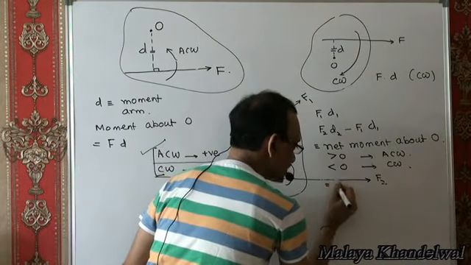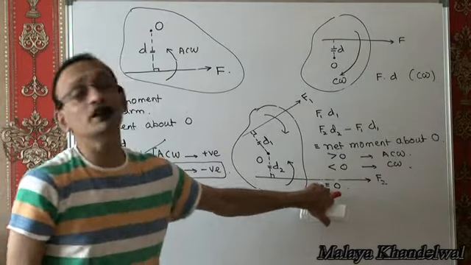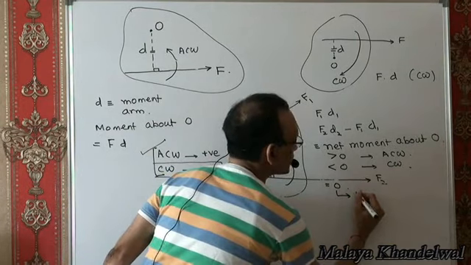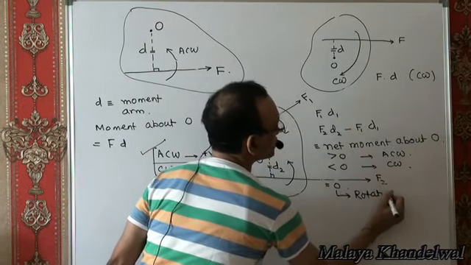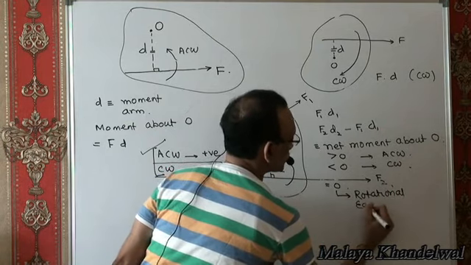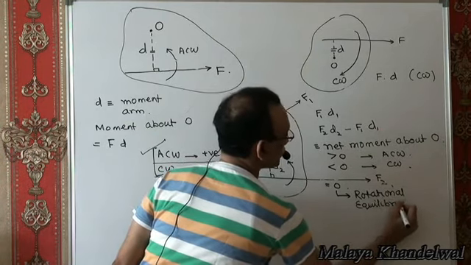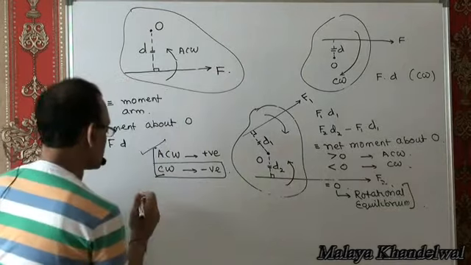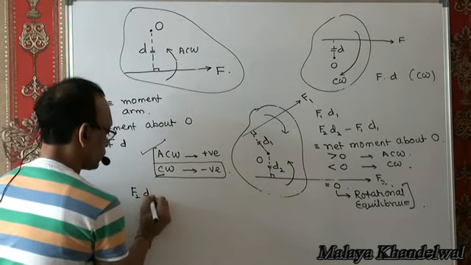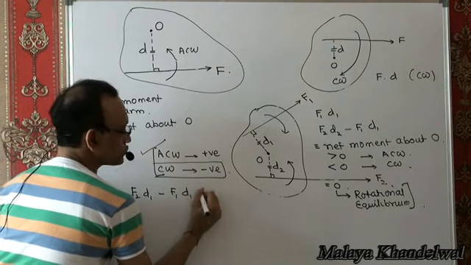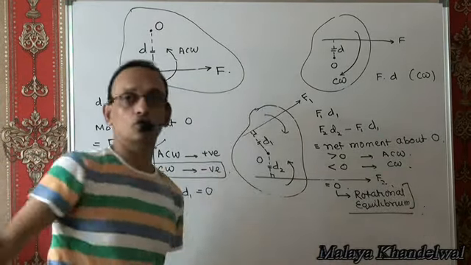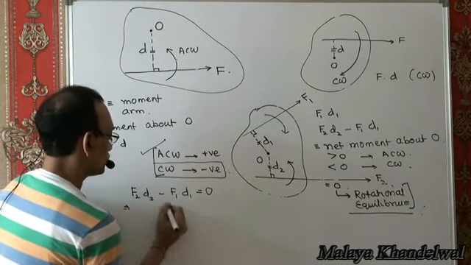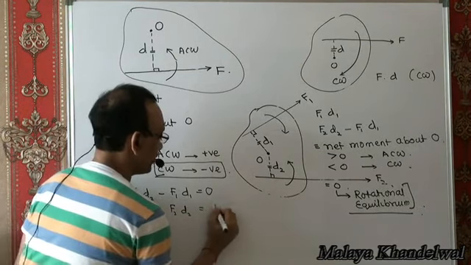Or if it is equal to 0, then there is no turning effect, and when there is no turning effect, we say there is rotational equilibrium. That means the algebraic sum of the turning effects is 0. That means F2 d2 minus F1 d1, if this turns out to be 0, then we say it's a case of rotational equilibrium. Rotational equilibrium, that means F2 d2 turns out to be F1 d1.